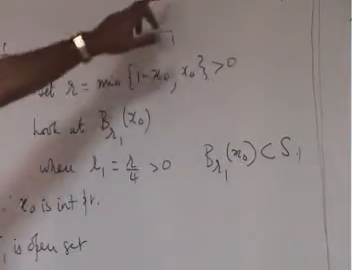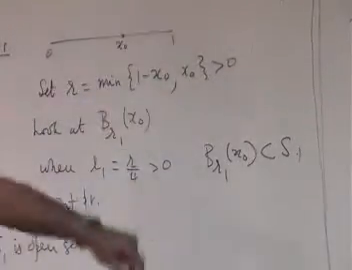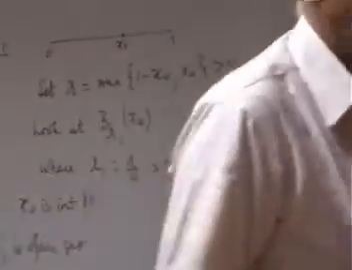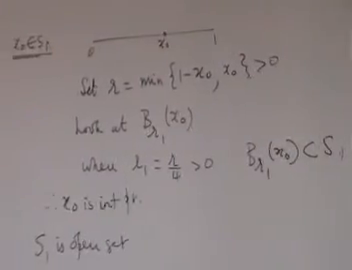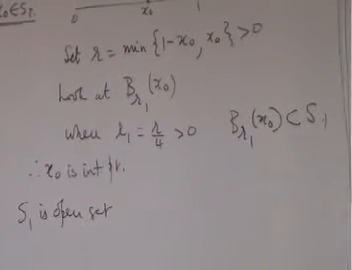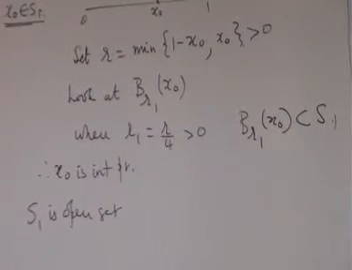Now there is nothing special about 0 and 1. I could have put any numbers there. So in that sense, any open interval, that's why it's called an open interval, is an open set. Any open interval is an open set.